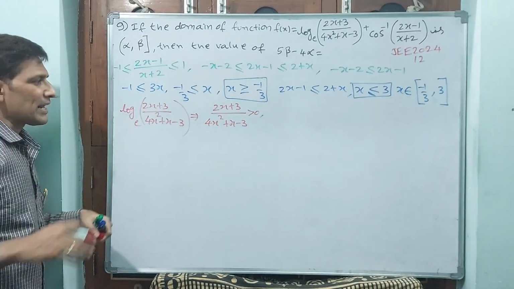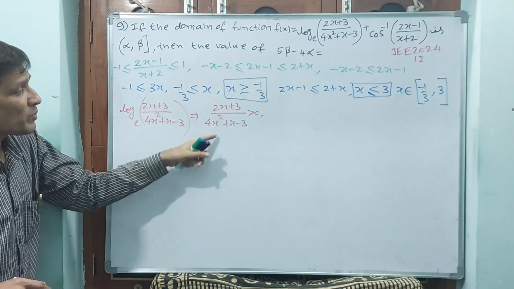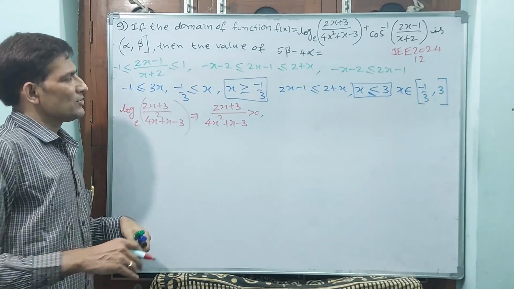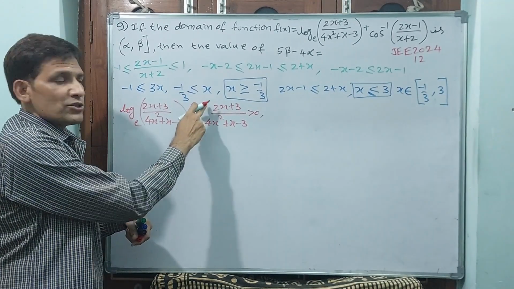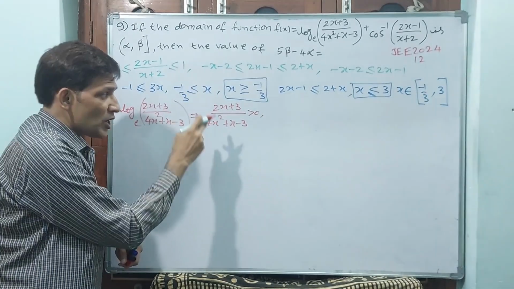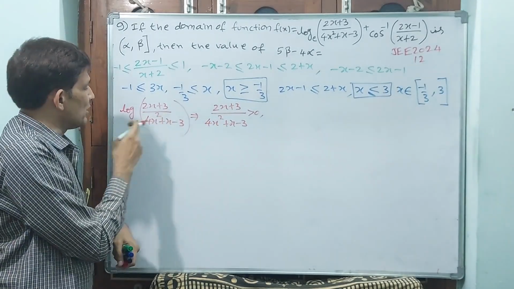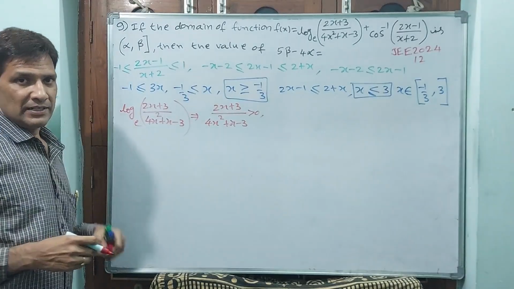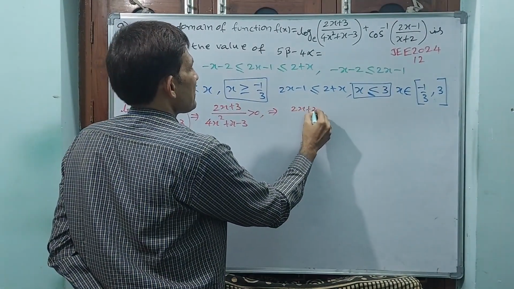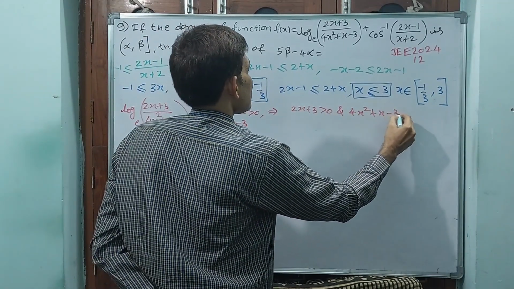Here, stop and analyze. Do we require both numerator and denominator greater than 0? Not required. Why? If the numerator is greater than 0, the denominator also should be greater than 0. If the numerator is less than 0, the denominator also should be less than 0. Then the negatives cancel out and the ratio is positive, which satisfies the log function. So I keep 2x + 3 greater than 0 and 4x² + x − 3 greater than 0.